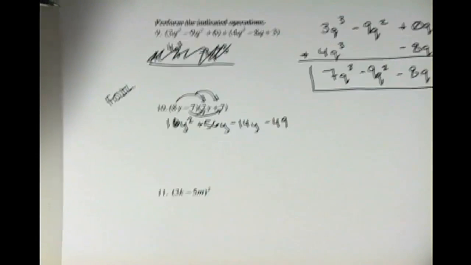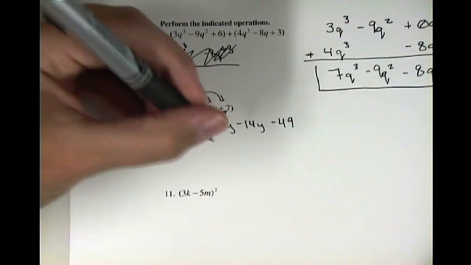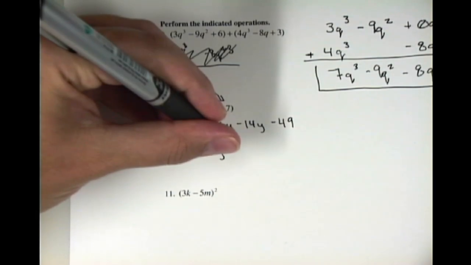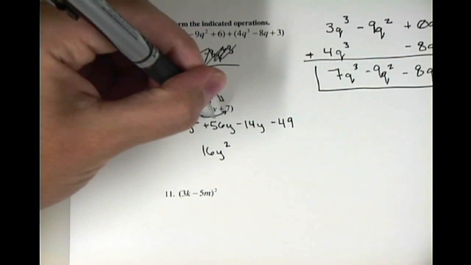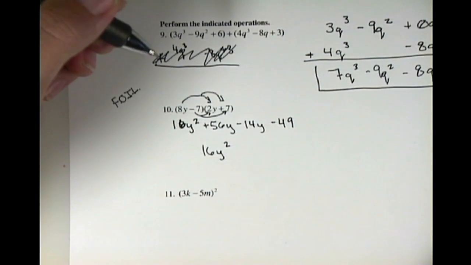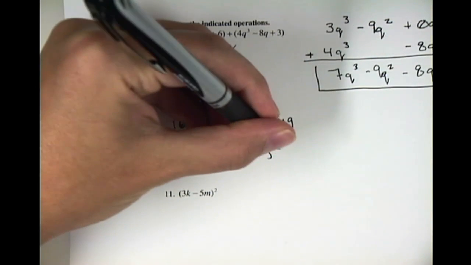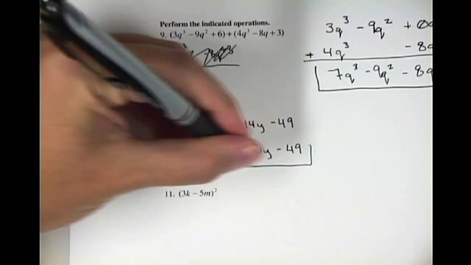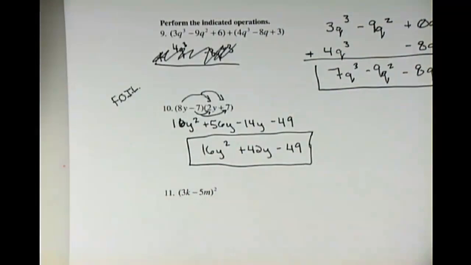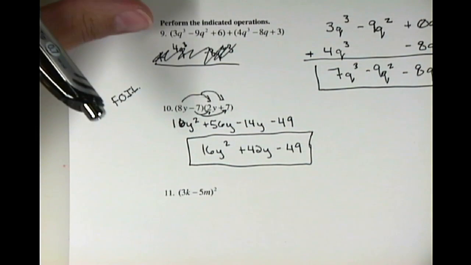So now the multiplication, or the FOILing process, is finished. Combine your like terms. The only two things that can combine are your middle two terms, and they combine into a positive 42y, and everything else comes straight down, and you're done. Okay? When you multiply two binomial expressions, you get a trinomial expression.